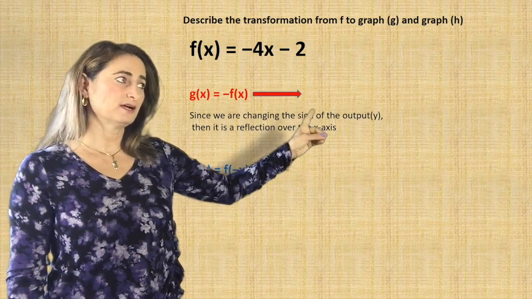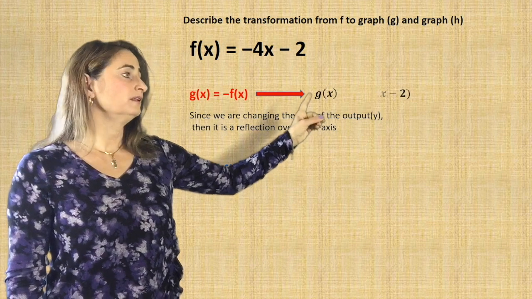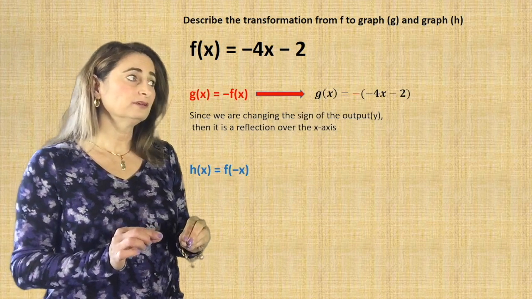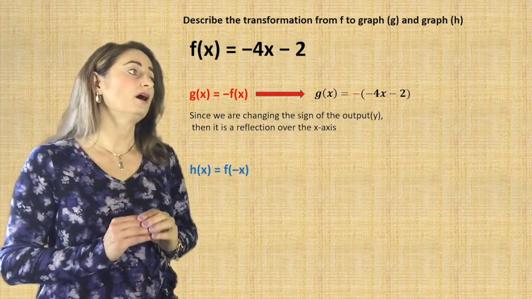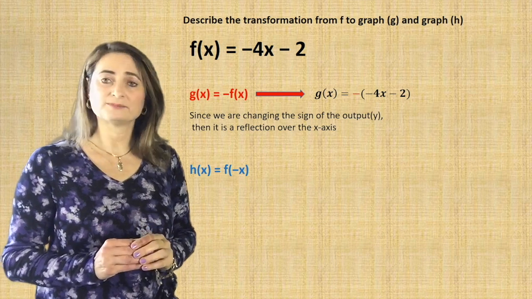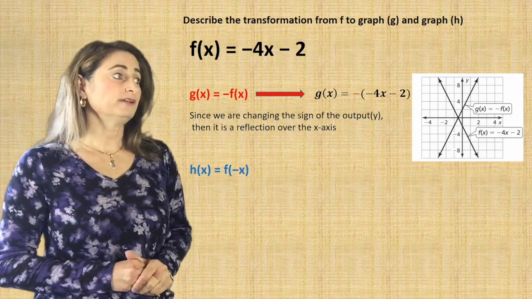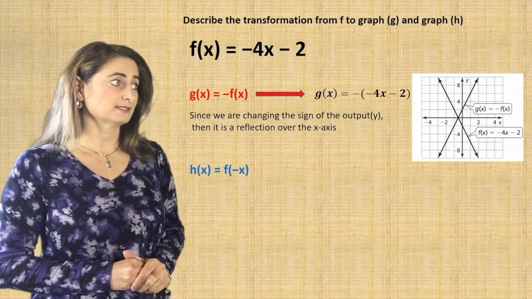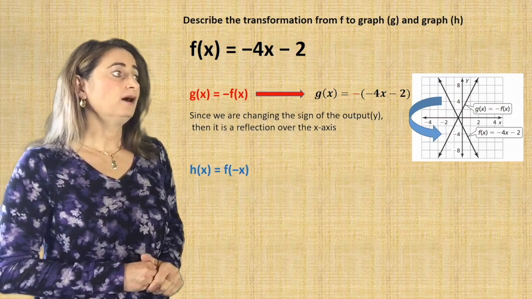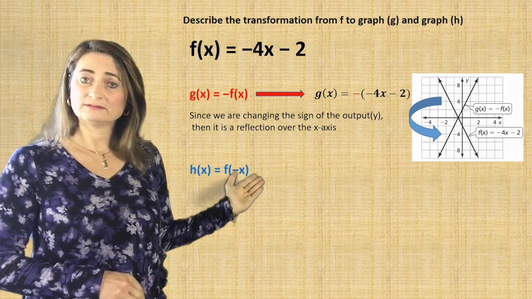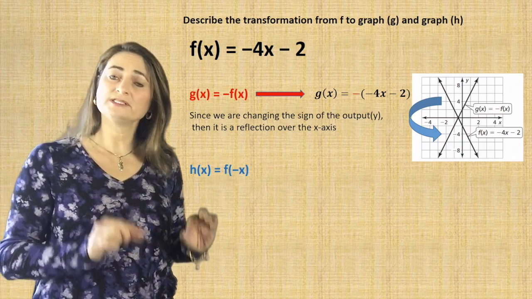If you want to write this down as an equation so you can graph it, g of x equals the negative, in parentheses, of all f of x, which is negative 4x minus 2. To graph it, here's the graph. It's a reflection over the x-axis. It's a flip. Now, h of x is f, in parentheses, negative x.